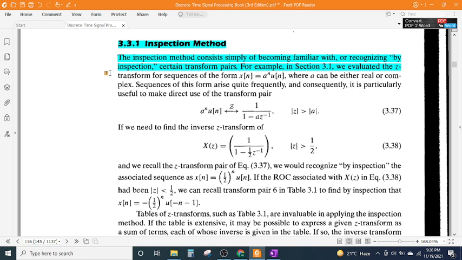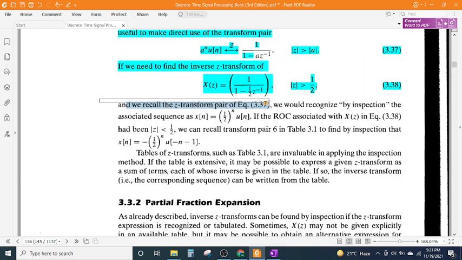(3.37) If we need to find the inverse Z-transform of X(z) = 1/(1 - (1/2)z^-1) (3.38) and we recall the Z-transform pair of Eq. 3.37, we would recognize by inspection the associated sequence as x[n] = (1/2)^n u[n]. If the ROC associated with X(z) in Eq. 3.38 had been |z| < 1/2, we can recall transform pair 6 in table 3.1 to find by inspection that x[n] = -(1/2)^n u[-n-1].